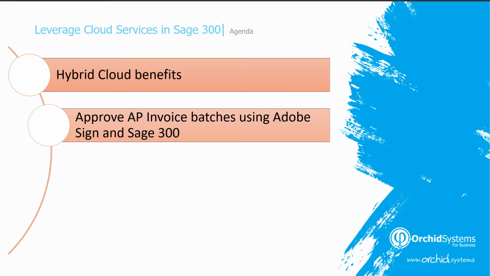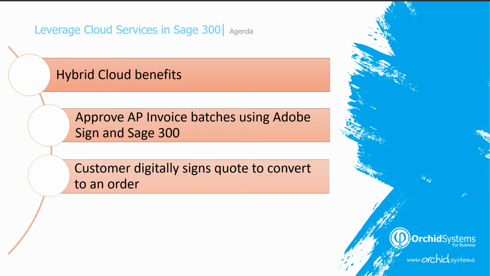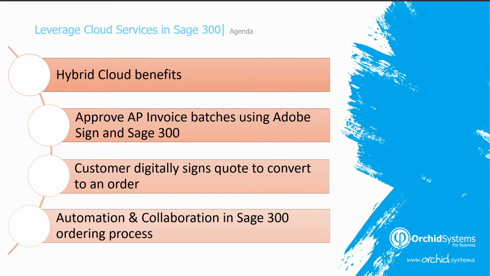And for this, we will go through 3 scenarios. One to approve AP invoice batches using Adobe Sign and Sage 300. One where a customer digitally signs a Sage 300 quote to convert it to an order using Adobe Sign again. And finally, we will look at automation and collaboration in the Sage 300 ordering process, looking at Microsoft Teams and Microsoft SharePoint.